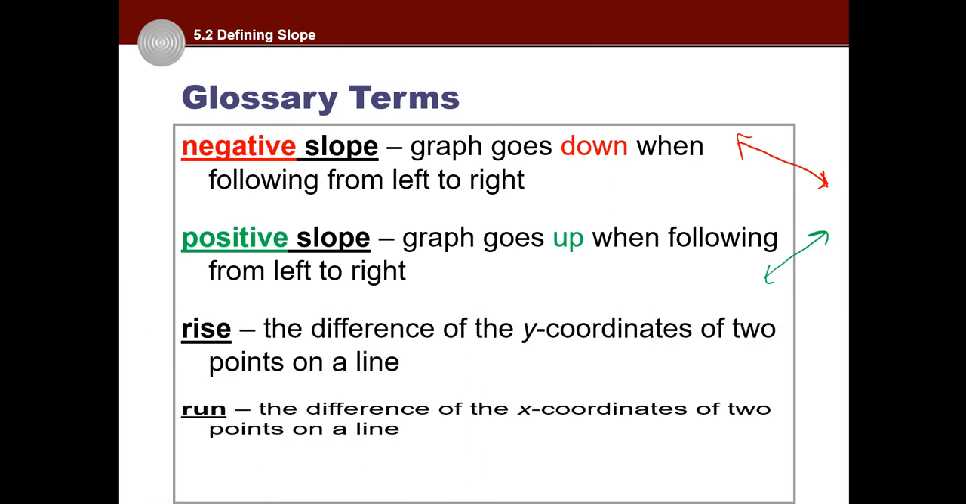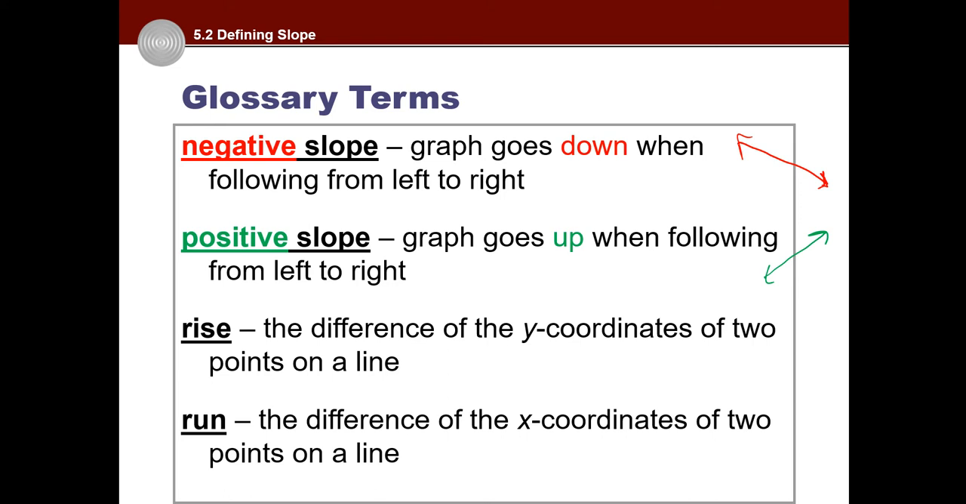Okay, then we have rise and we have run. Remember, rise is the y's. That's the easy way to remember it. Okay, the rise is the difference in the y coordinates of 2 points on the line. It's up and down. Y measures up and down. That's your rise. Run is the difference of the x coordinates, left and right. And again, you might want to pause here if you need time to write this down. I'm going to keep going forward.